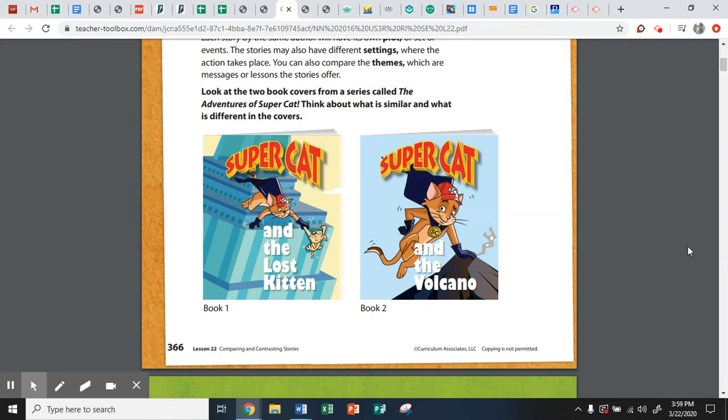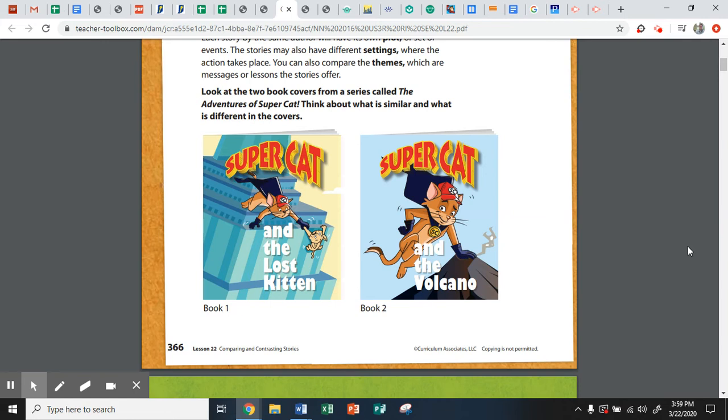As far as the setting of each story, remember the setting is where the stories take place. In book one, I would guess that the setting would be in a city. What makes me think a city? Well, it looks like Super Cat is on top of one of those big skyscraper buildings, something that you might see in a big city, kind of like Chicago near us. See a lot of those there. So the setting for book one would be the city, whereas book two, the setting would take place near a volcano. Definitely different settings there.